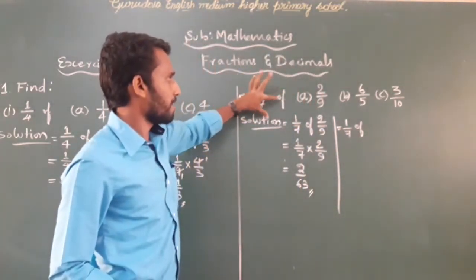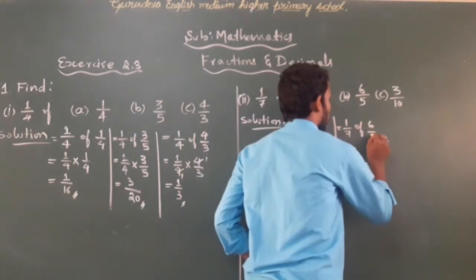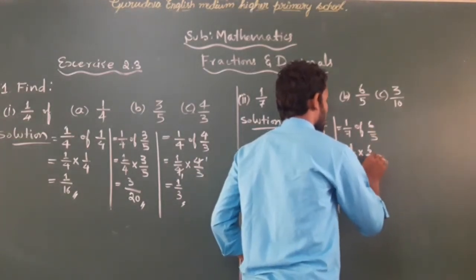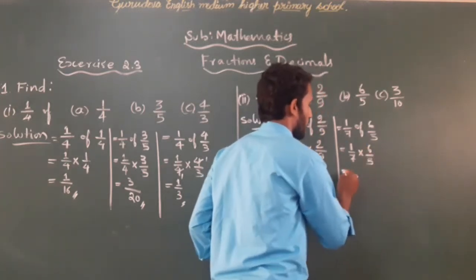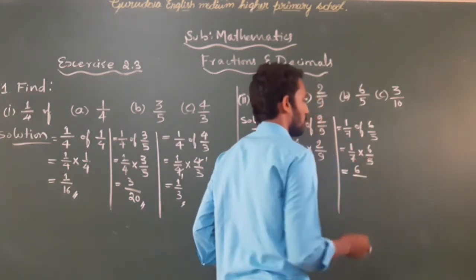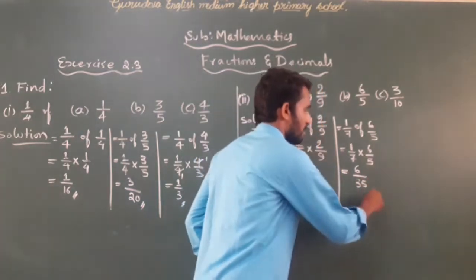Next, the second part of this question, 1 by 7 of 6 by 5. "Of" represents multiplication. When we multiply numerator to numerator, we get 6 into 1 is 6, and 7 into 5 is 35. This is the solution.